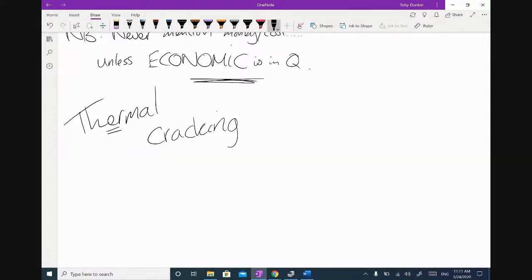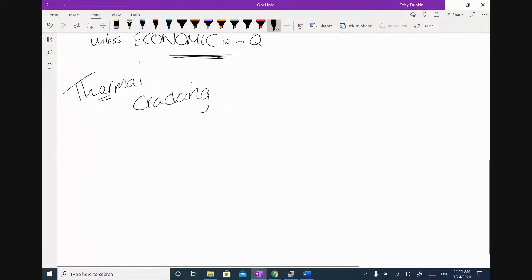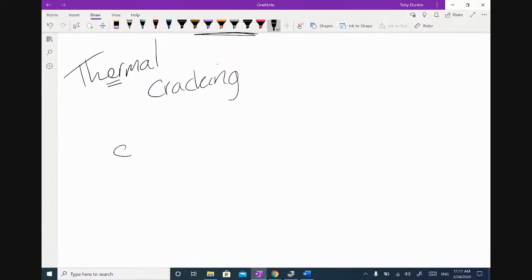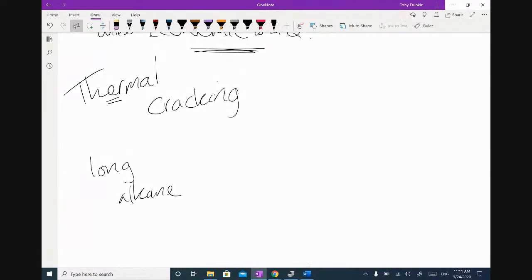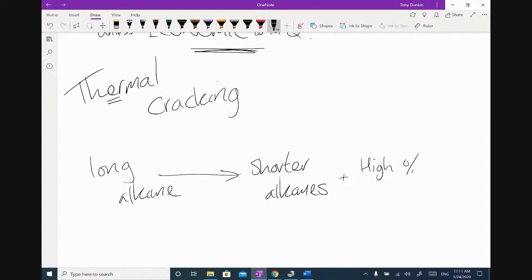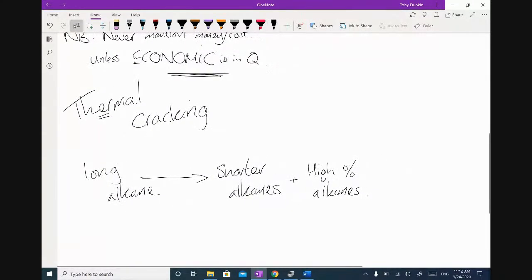Now you see that I've underlined the E. Guys, I've been underlining that E since I was in school, the reason being because of what we make now. If you put in a long alkane, thermal tells you that this is going to be done via temperature, folks. There's no catalyst here. We're going to heat that long chain and produce shorter alkanes and a high percentage of alkenes. So it's nice to see that there are two different types of cracking and they produce different products.